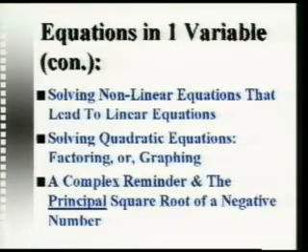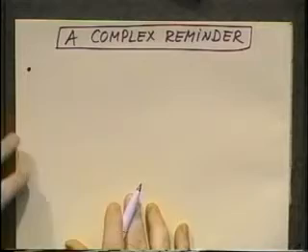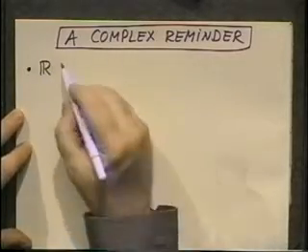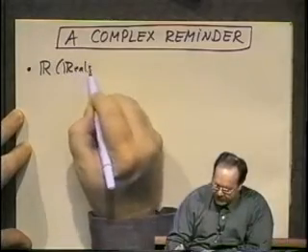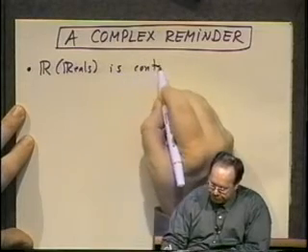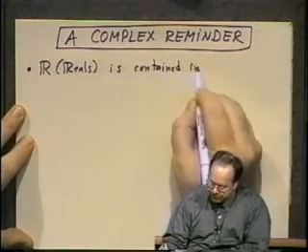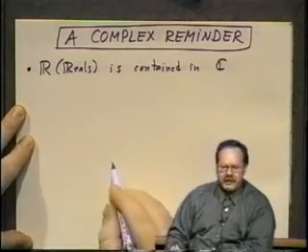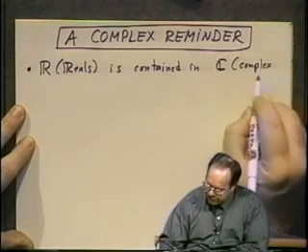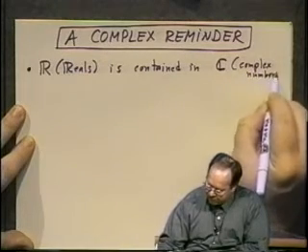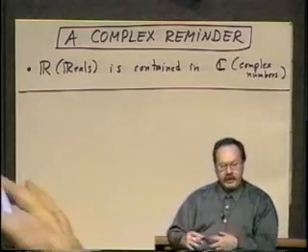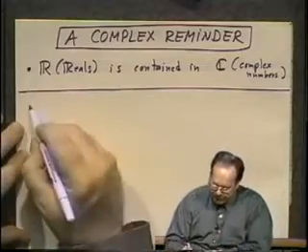I have a number of points to make here. First of all, remember this symbol, of course, we've been using it all along for the real numbers. That stands for the reals. That set is contained in the complex numbers, which remember we denoted with a capital C. These are the complex numbers. All right, that's point number 1. So the complex numbers include all the real numbers and have new numbers added.